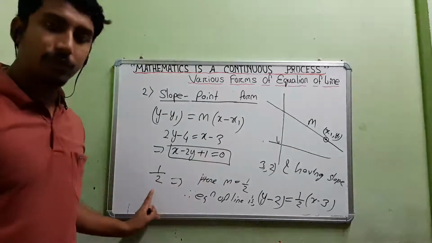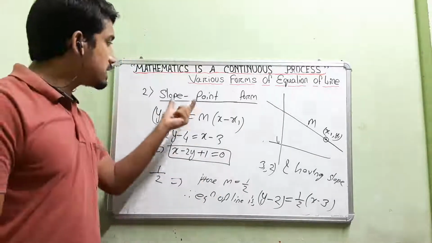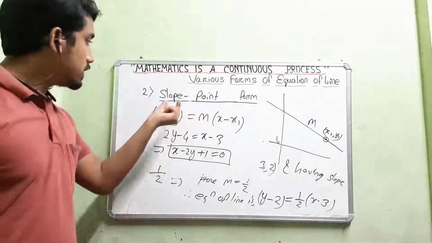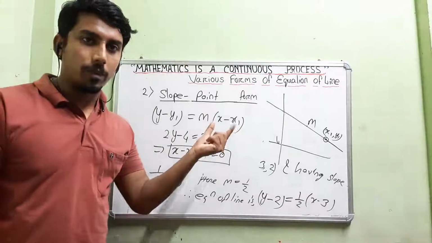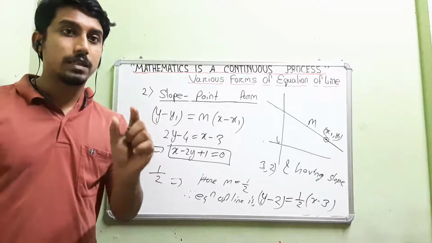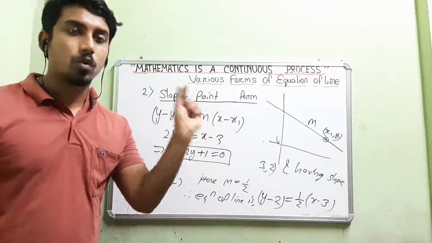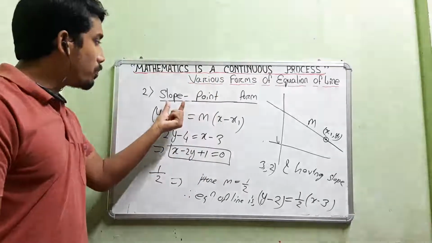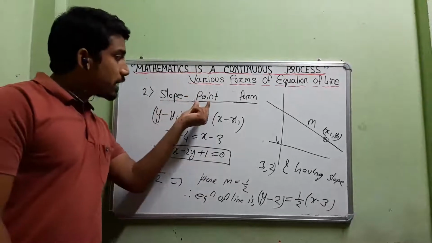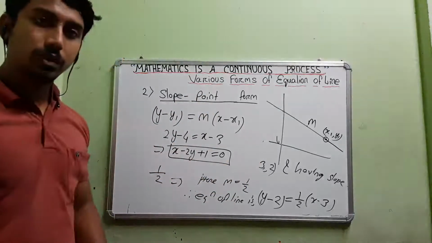This is the equation of the straight line which is passing through the point 3 comma 2 and having slope half. So in this way, depending upon the situation, we need to use the several forms of the equation of line. This one I have discussed is slope point form. Previously I discussed slope intercept form. The name itself gives the meaning: slope intercept means slope and intercept will be there. Slope point means slope will be there and the straight line will pass through some point, and then you can find the equation of straight line.